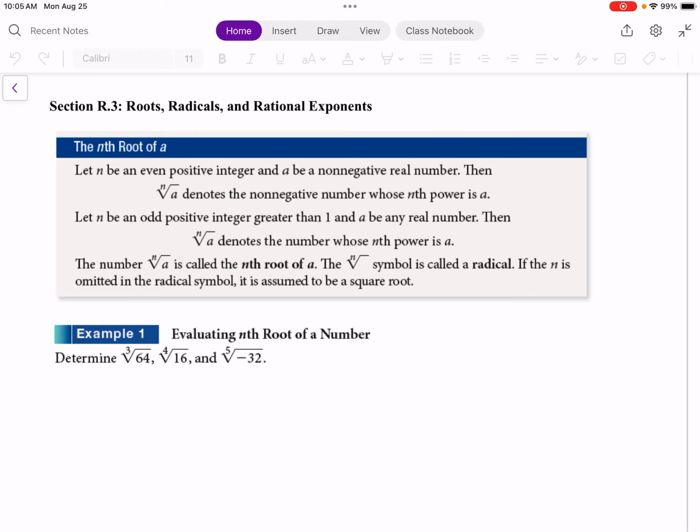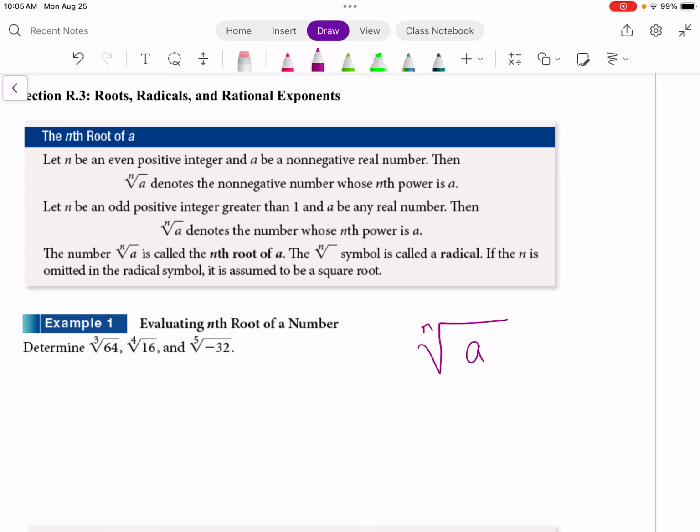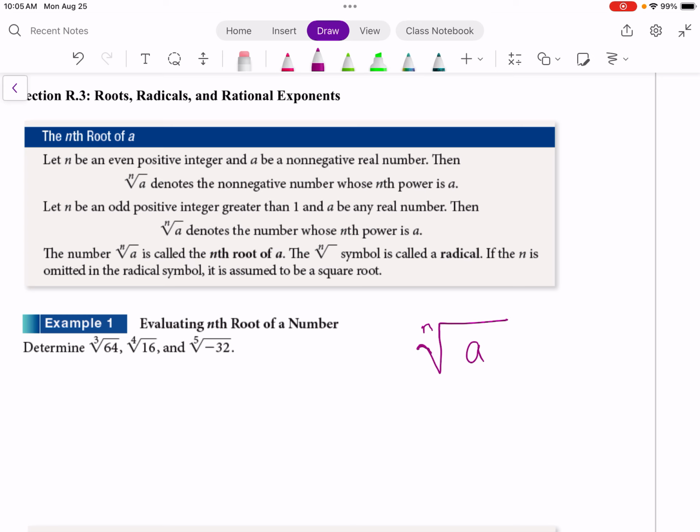In this section, we'll talk about roots, radicals, and rational exponents. You have seen a radical expression. So here, let's say we have a, here we have n. In this expression, this part is what we call the radical sign.